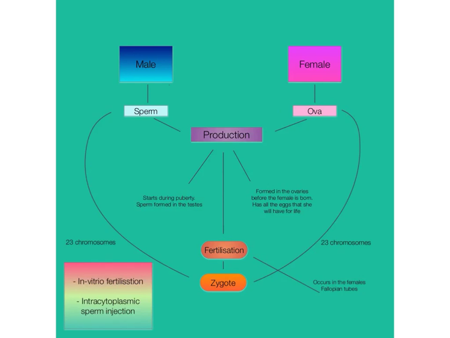For a range of reasons, in some cases sperm do not reach the egg or cannot penetrate the membrane of the egg. In these instances, a single sperm can be directly injected into an ovum in a process called intracytoplasmic sperm injection. The embryo can then be implanted into the endometrium in the same manner as IVF.